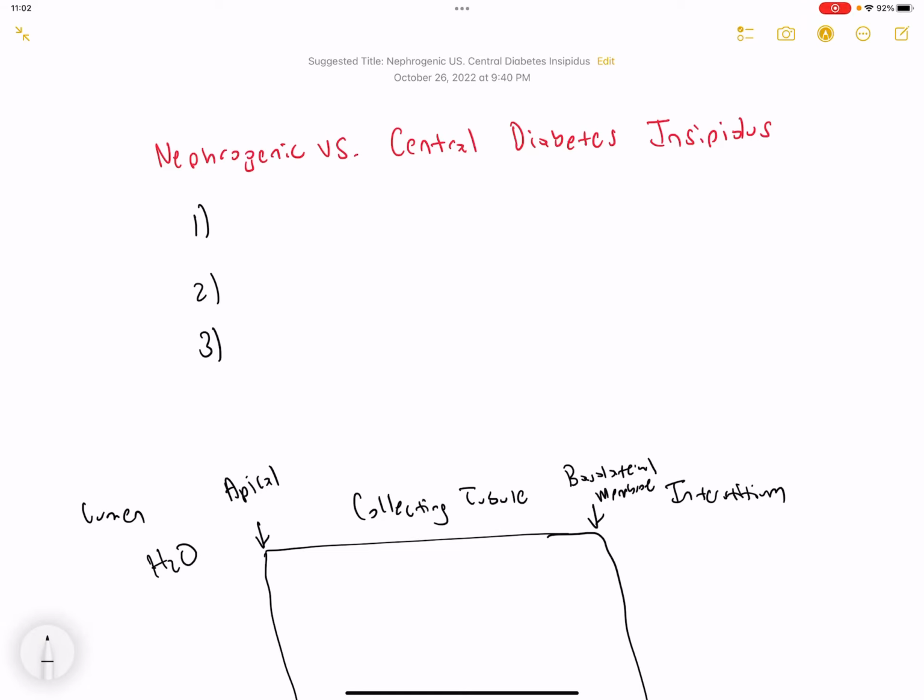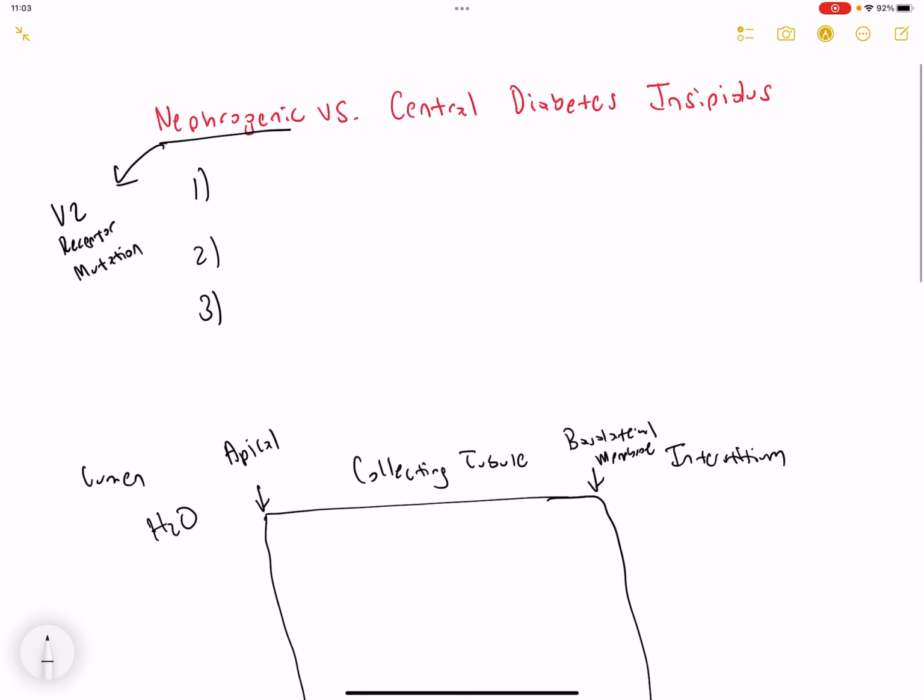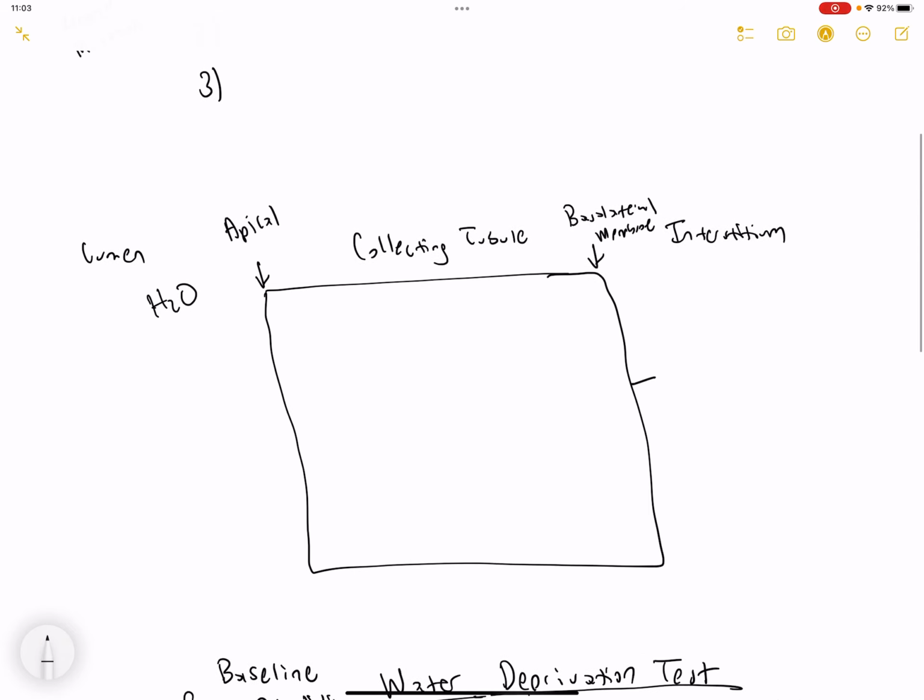Hello everyone, in this video we're going to be discussing nephrogenic versus central diabetes insipidus. Now, nephrogenic diabetes insipidus is going to be due to a mutation in the V2 receptor. The V2 receptor is a receptor that is going to be found on the basolateral membrane on the collecting tubules of the kidney. Let's draw this out.